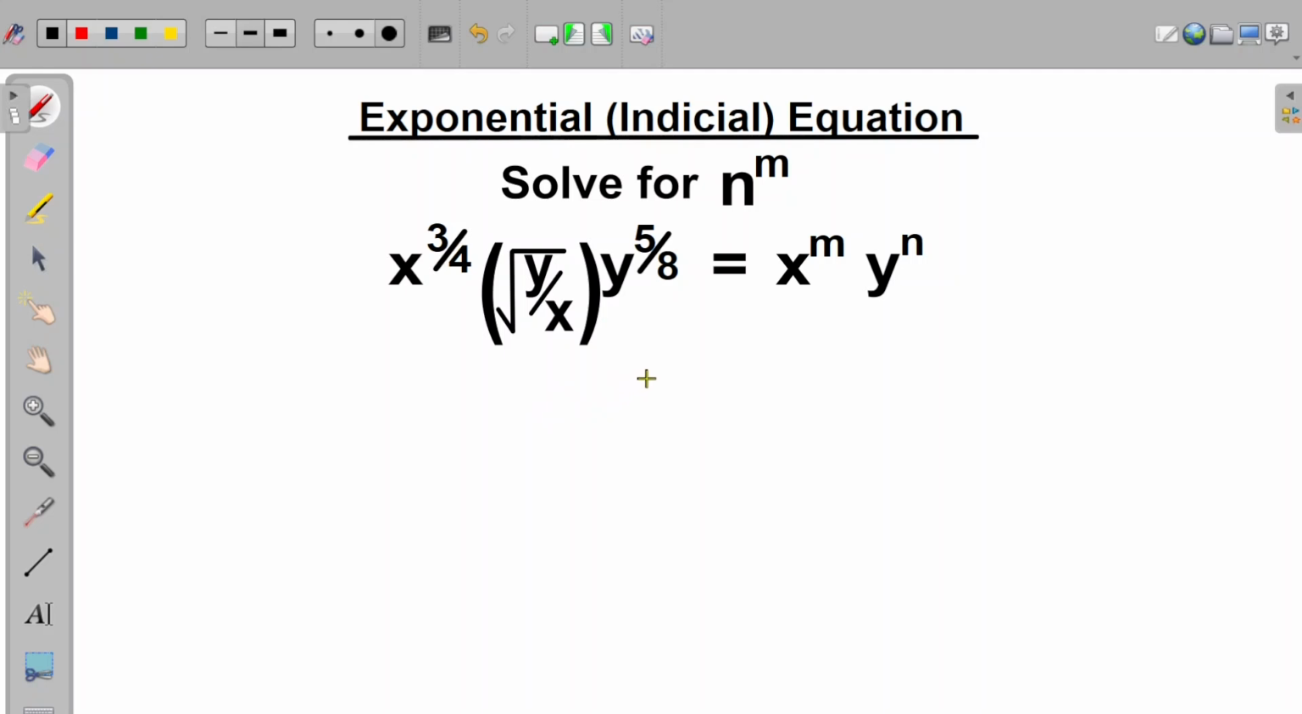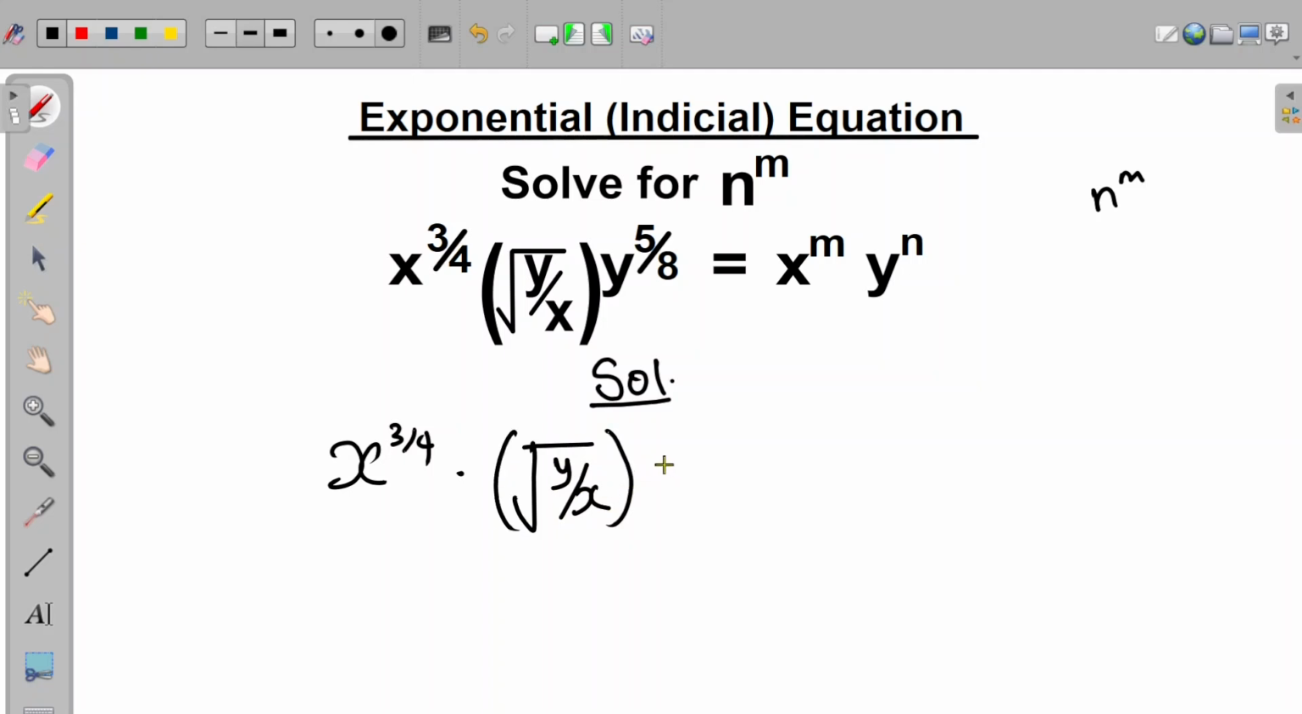So we are asked to solve for the value of n to the power of m, given this exponential equation. Let's get started. We are given that x to the power of 3/4 multiplied by the square root of y divided by x, multiplied by y to the power of 5/8, is equal to x to the power of m multiplied by y to the power of n.